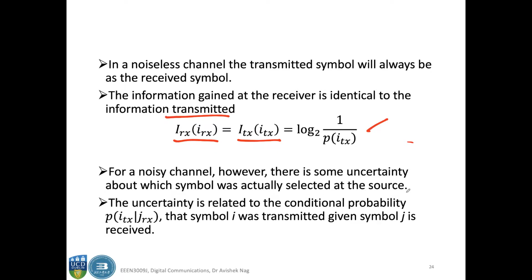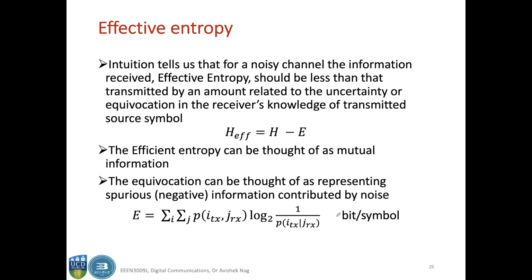But for a noisy channel, however, there is some uncertainty about which symbol was actually selected at the source. So the uncertainty is related to the conditional probabilities, that the symbol I was transmitted given symbol J is received. So you can define effective entropy by this term.